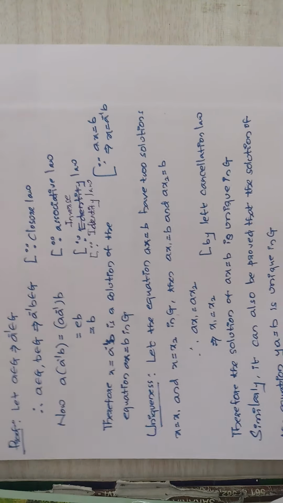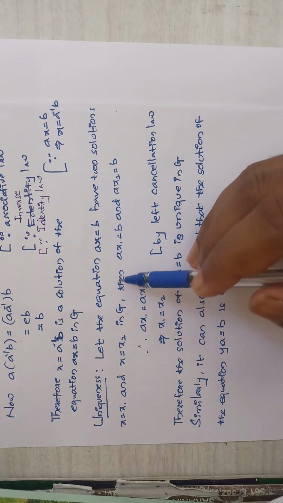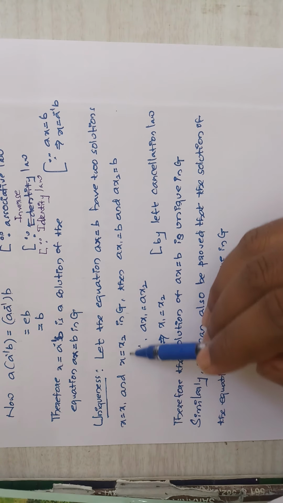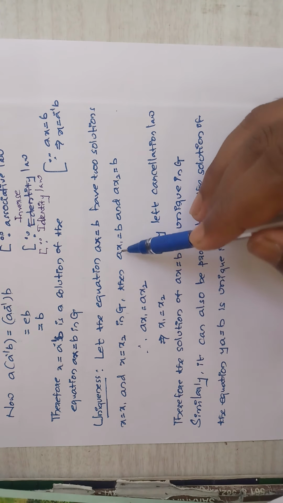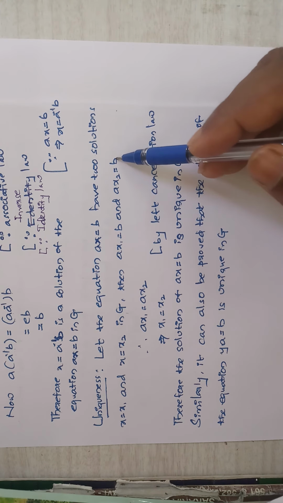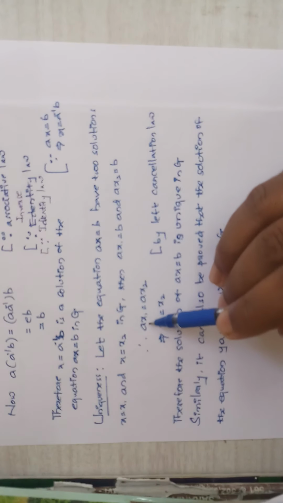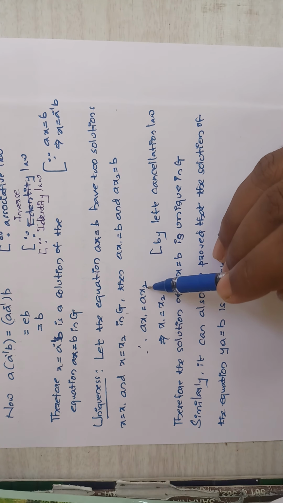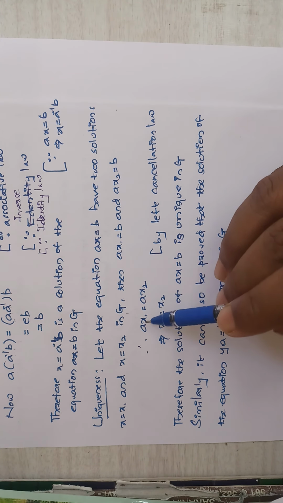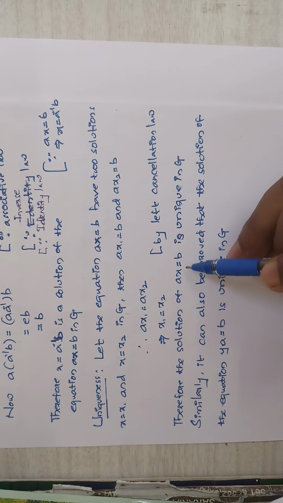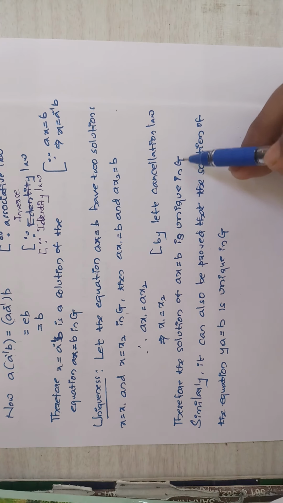So here we take uniqueness. Let the equation Ax is equal to B have two solutions, x is equal to x1 and x is equal to x2 in G. Then Ax1 is equal to B and Ax2 is equal to B. Then we have to prove x1 is equal to x2. So therefore Ax1 is equal to Ax2. Using the left cancellation law, we can write x1 is equal to x2. Therefore, the solution of Ax is equal to B is unique in G.